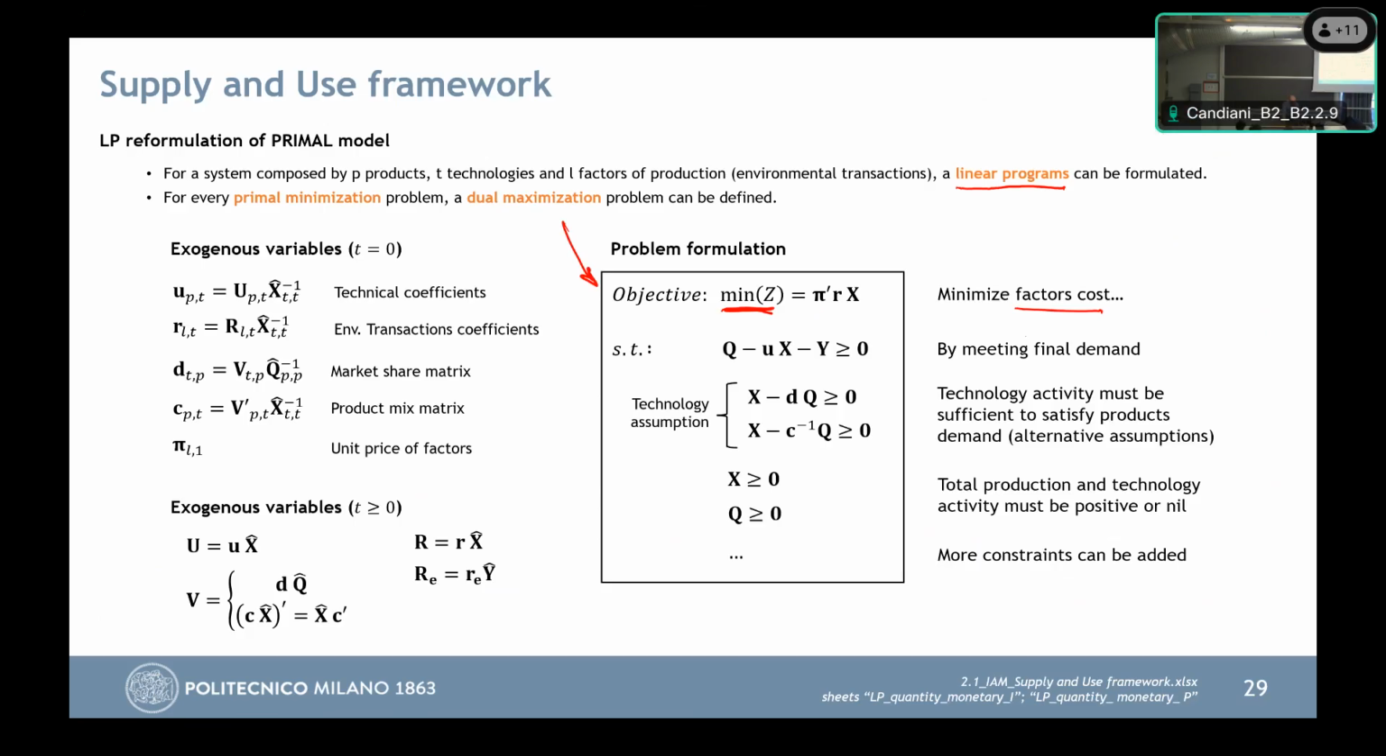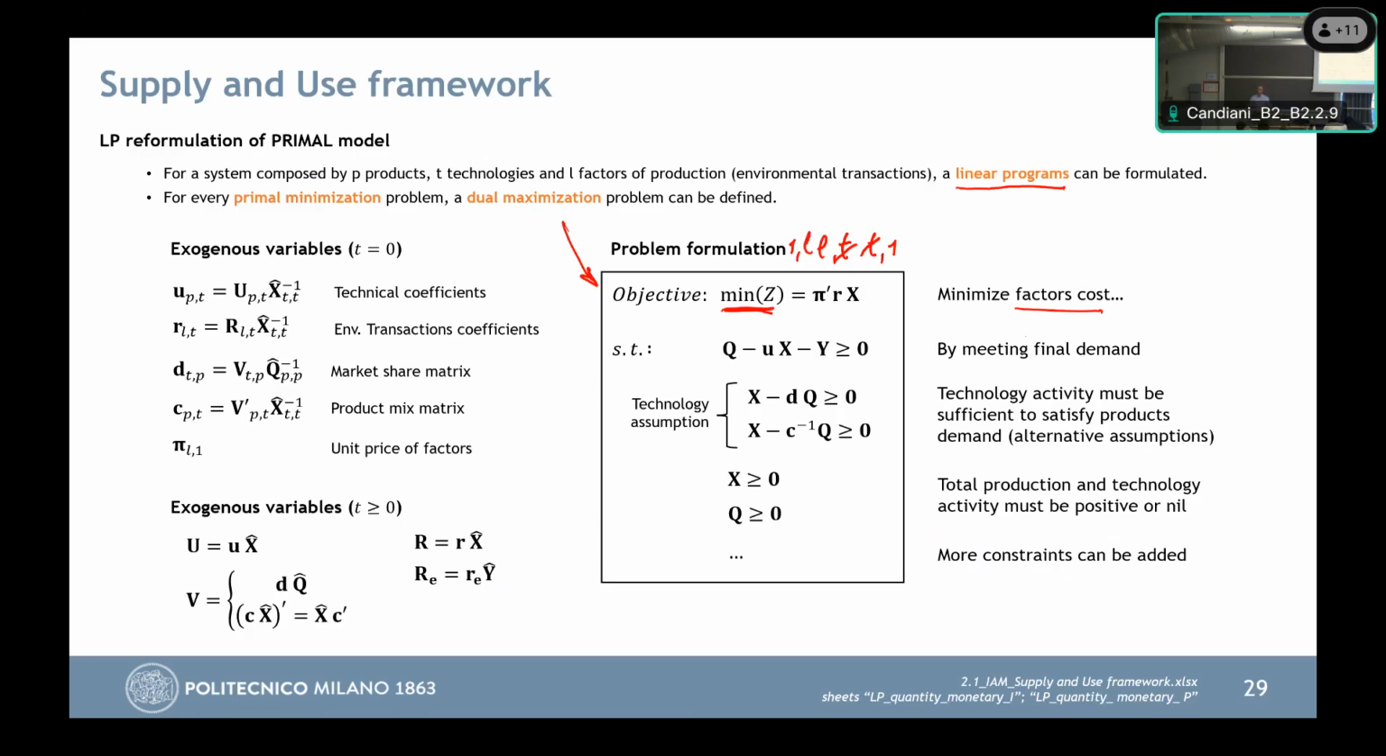You see here there's R times X. Here R is 1 by T, so you have a technology, 1 or L number of factors. You can have labor cost, CO2 cost, primary energy cost, etc. times X, that is technology by 1. And then you have a transpose of pi, that has the shape of 1 times L, that represents the price of factors.